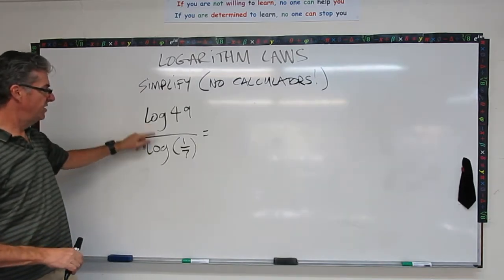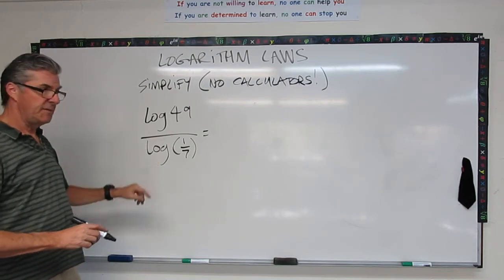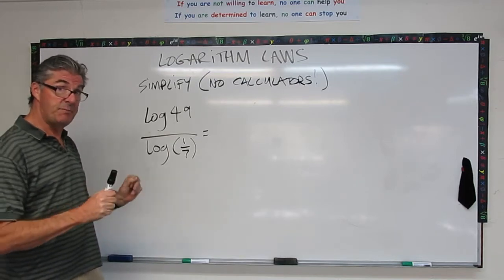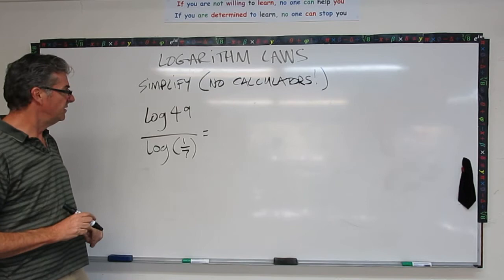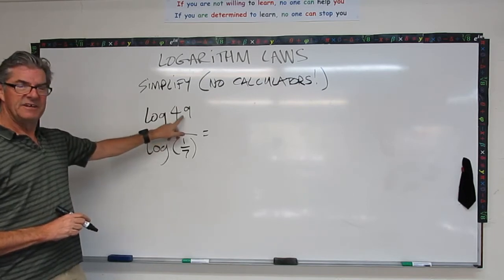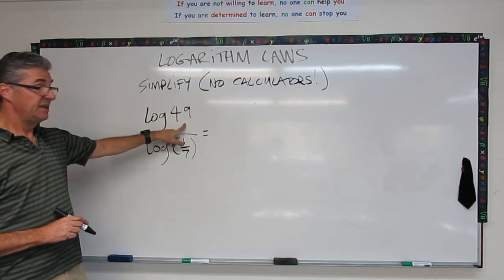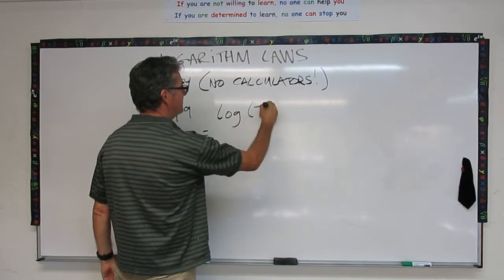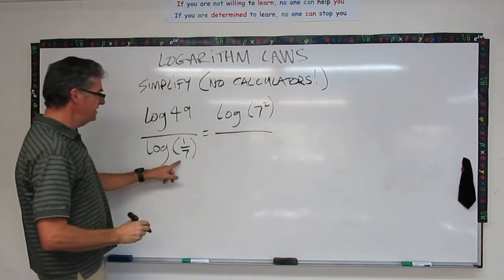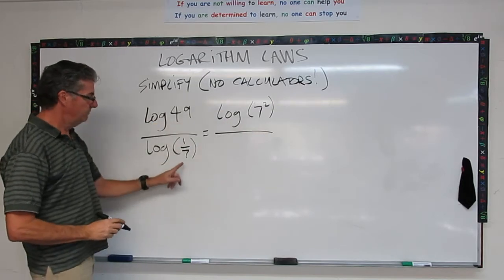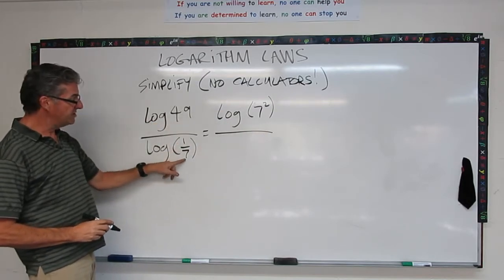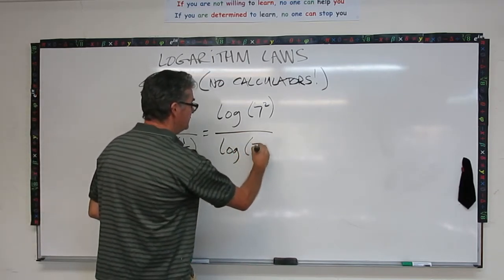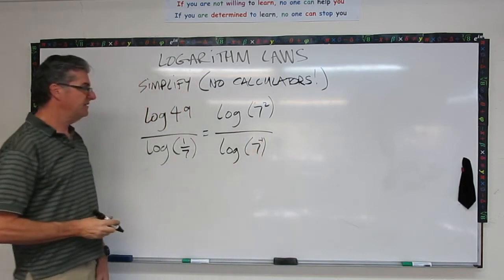The log of 49 over the log of 1/7. And you might be going, whoa, David, how do I simplify that? Let me lead you through it. But if you're feeling bold, pause the video right now and see what you can do. 49. How can I write that with exponents? It's a perfect square, so I can write the log of 7 squared. How can I write this with exponents? Because notice I have a base of 7. 1 over 7 is 7 to the negative 1 power. So I can write this as a log of 7 to the minus 1, like that.